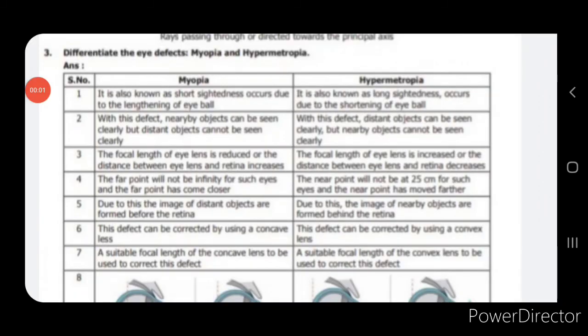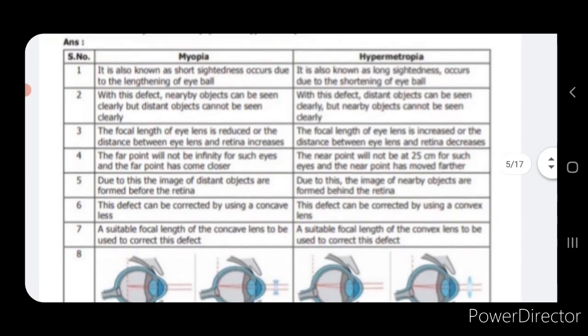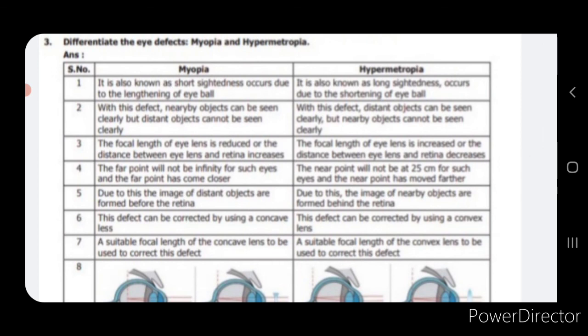Now look into this question, children. This is about differentiating the eye defects, myopia and hypermetropia. Now here you are not asked to explain the defects of the eye, but you are asked to differentiate myopia and hypermetropia. Now I have uploaded the PDF and you can see this particular answer. Here the answer is given in the form of a tabular column, isn't it? And nearly you have 8 points, and this can come as a subdivision in the 7-mark question.